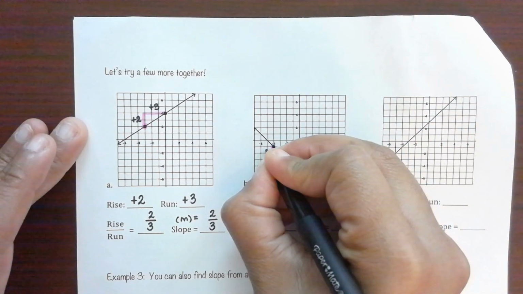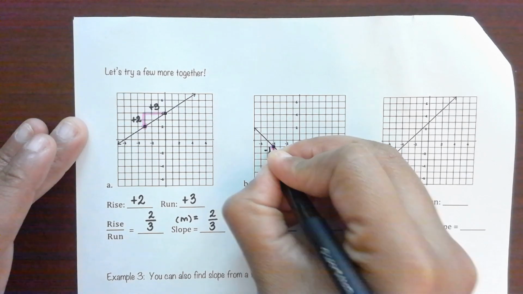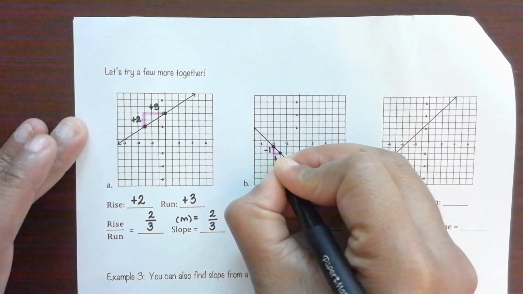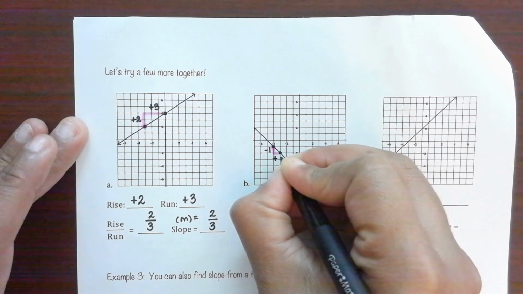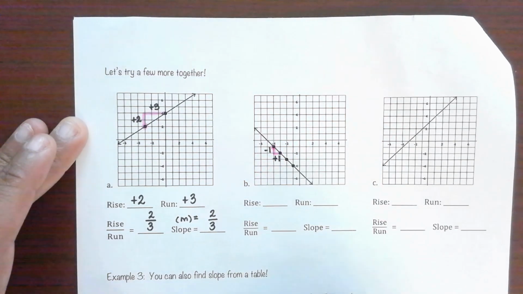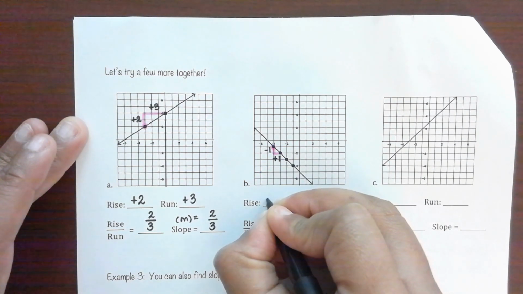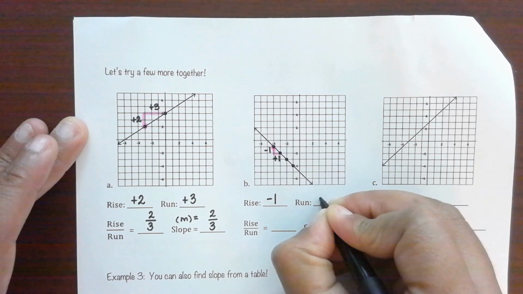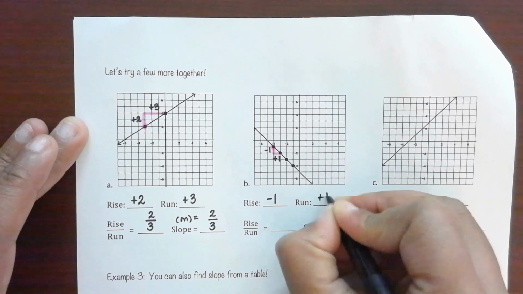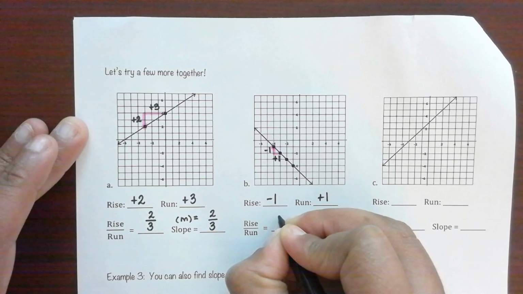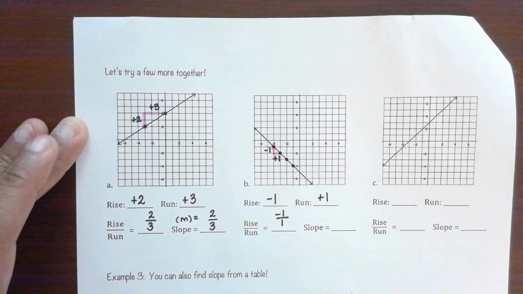So that should be a what kind of 1 on the rise? -1. And what should be on the run? Not a -1, because you went to the right. So it's a +1. What's my rise? And my run? How do I write it as a fraction together? So typing that in, I'll tell you when.